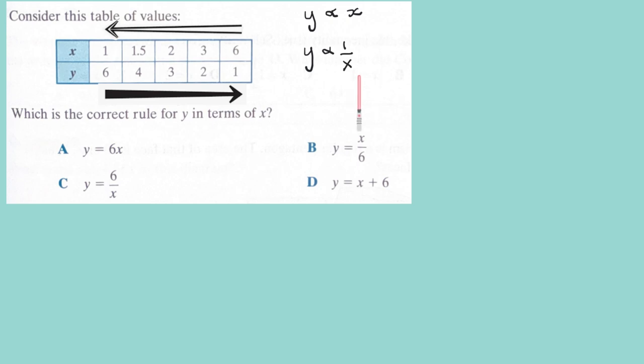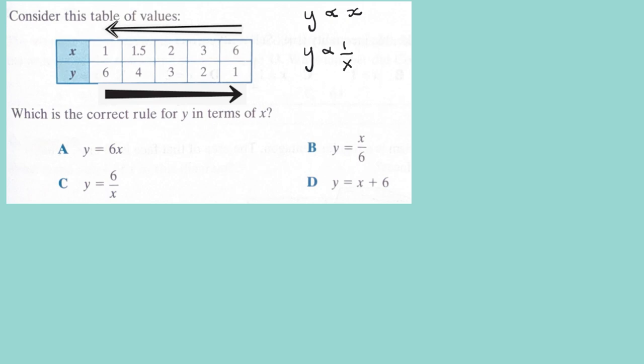For every x value which is getting larger, the y value will become smaller. Now, when you're looking at all your rules over here, notice that the very first one indicates that as x gets larger, the y value also gets larger. When we go to b, when x is 1, it should be 6, but it's not. It's 1 over 6, very small.